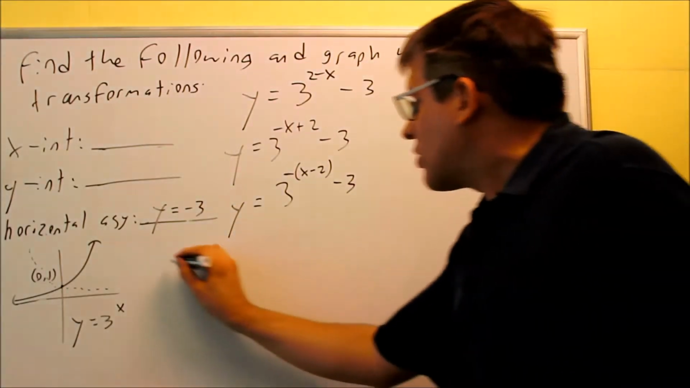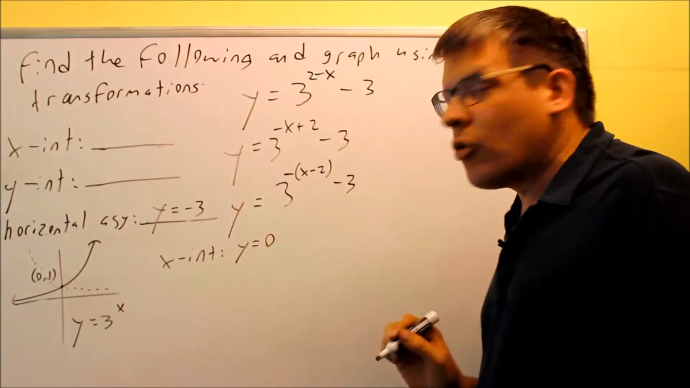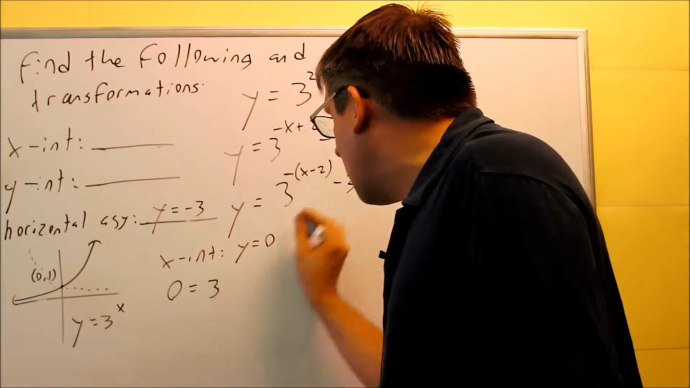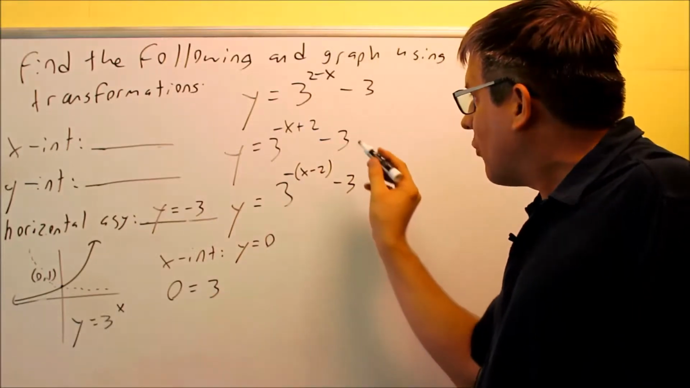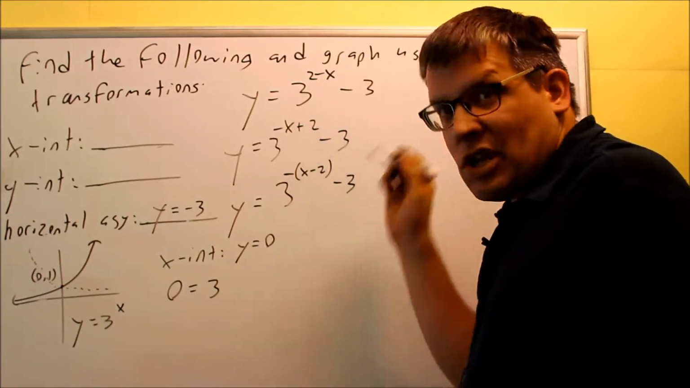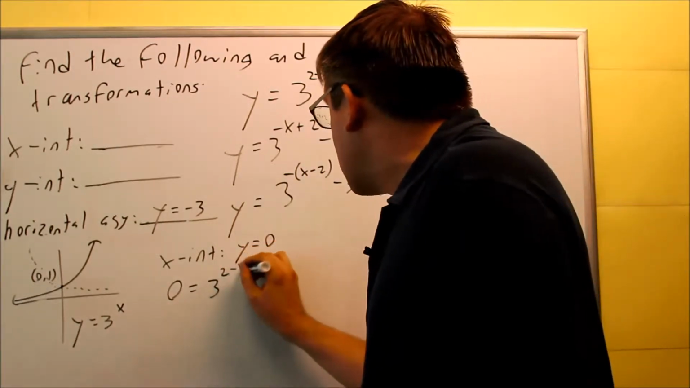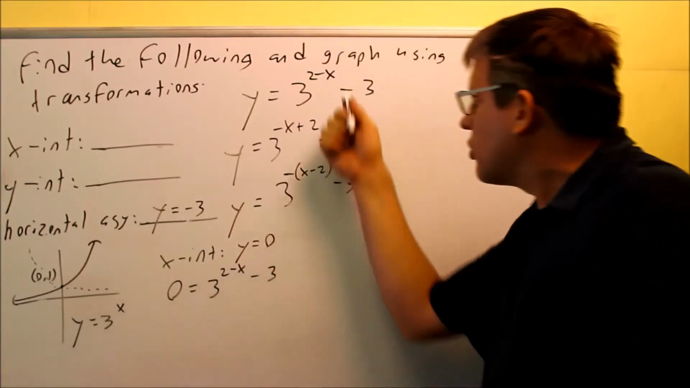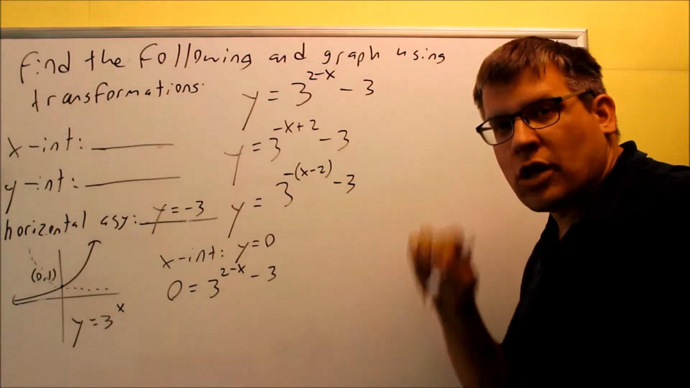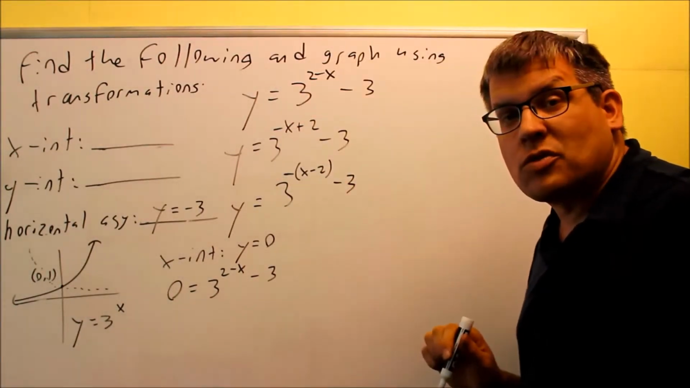Next, I want to find my x-intercept. My x-intercept is where I put in a 0 for y. So I have 0 equals 3 to the, I'm going to go ahead and leave it as the 2 minus x. That's okay to leave in the original form. So I have 2 minus x, minus 3. You can use the original one when you're solving this. I just wanted to put it in this form to show you what the different transformations would be. So I'm going back to the original one for solving purposes here.